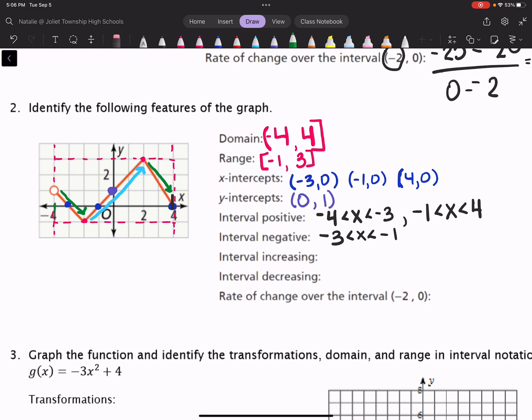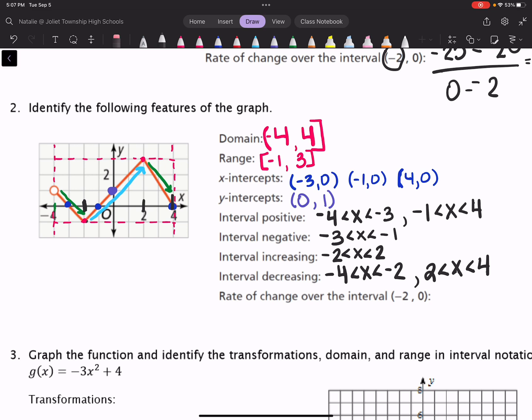So as we start reading this from left to right, from -4 to -2, our function is decreasing. Okay. Then our function increases from -2 to +2. Okay. So I'm looking at the x values here from -2 to +2. Our function is increasing, and then our function decreases from positive 2 to positive 4.